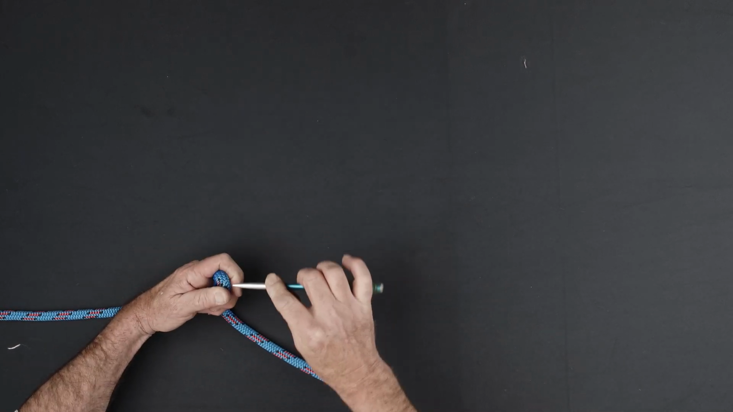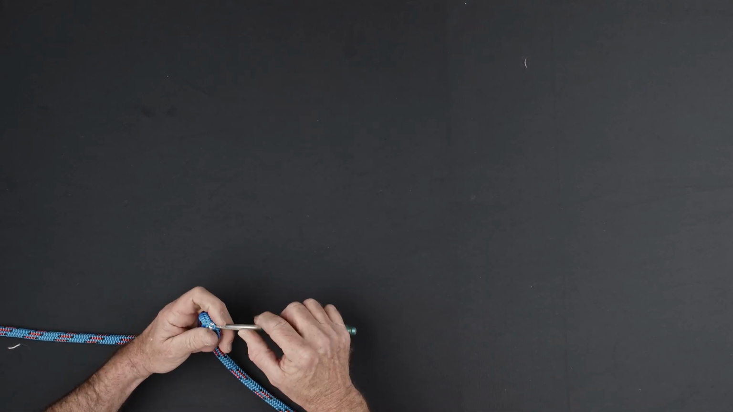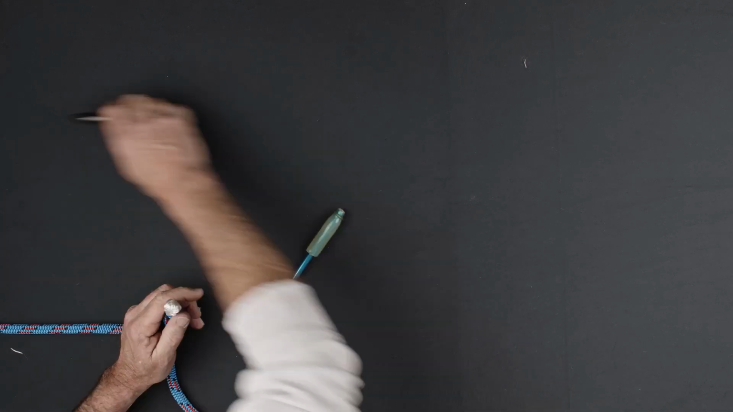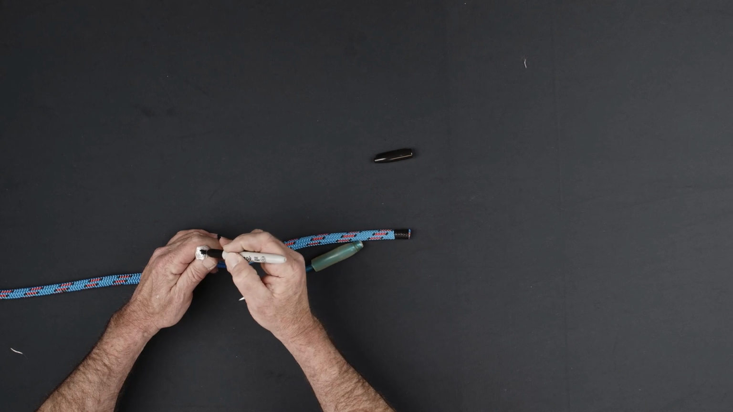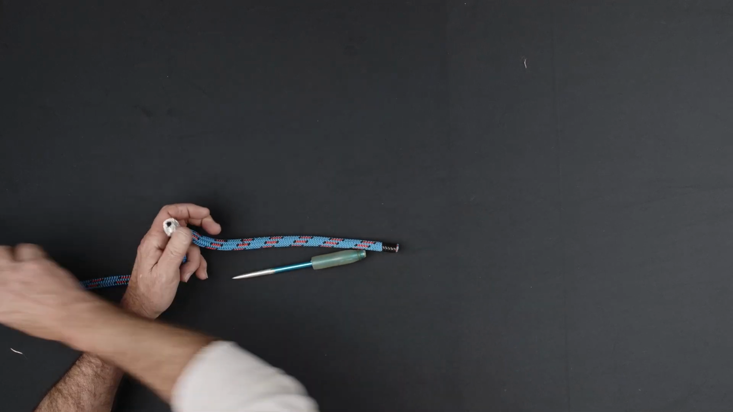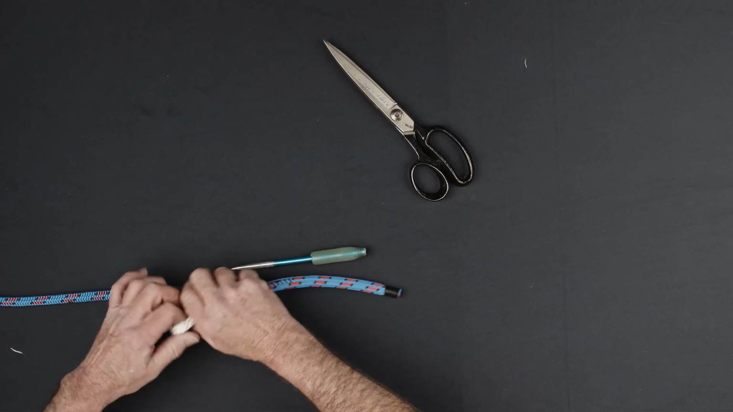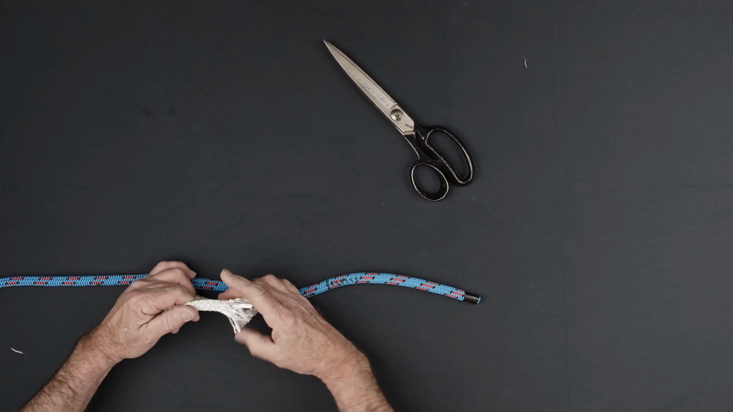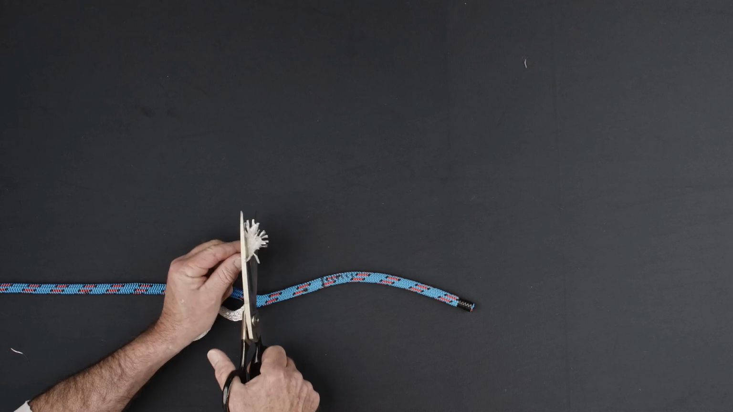Extract the core at the location of the second eye mark. Make a balance mark on the core at the location it was extracted from the sleeve. Extract the tail of the core from the sleeve. Cut a 45 degree taper in the core and tape it tightly.